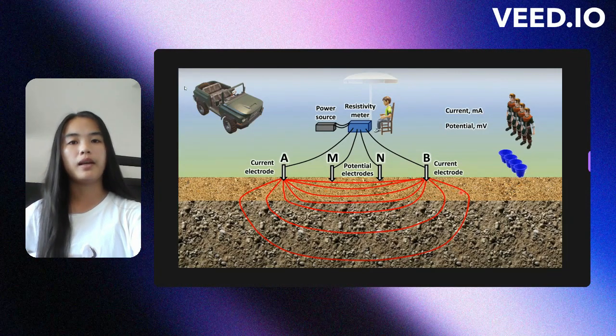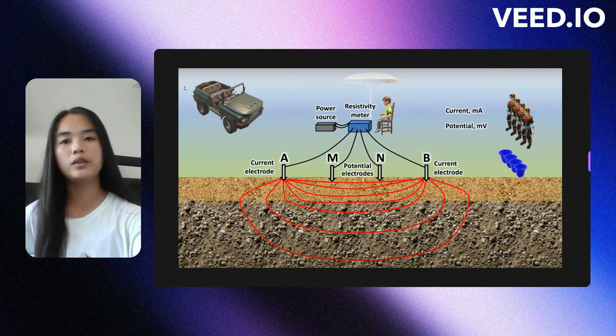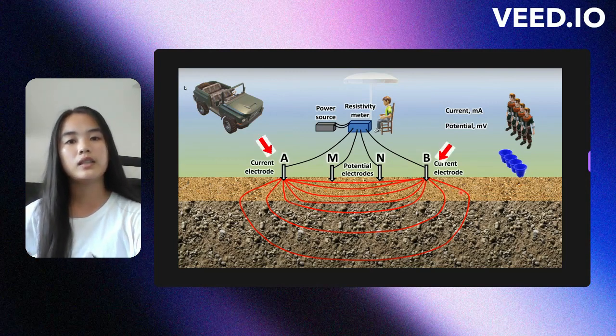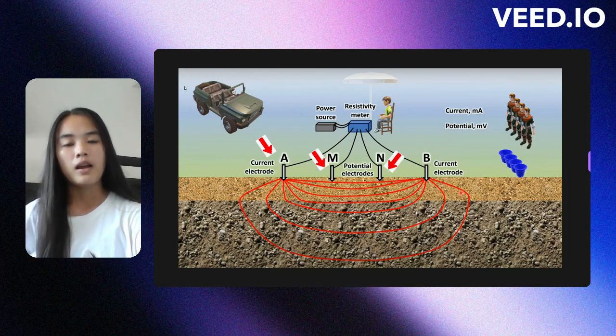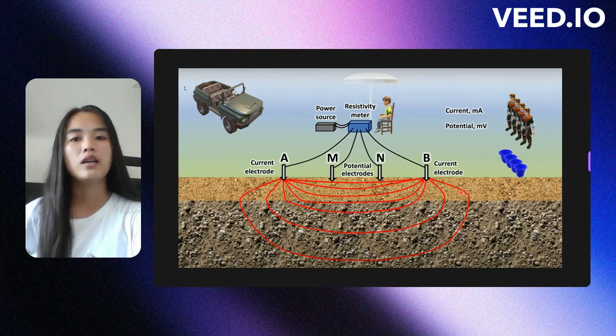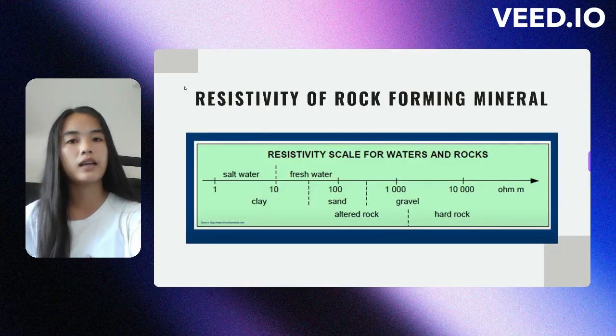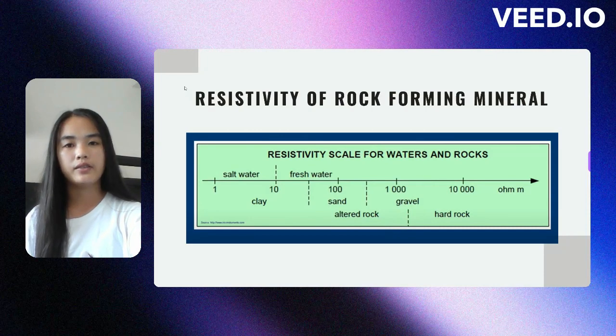In the resistivity method, an electric current is introduced into the ground by means of two current electrodes, and the potential difference between two potential electrodes is measured. After conducting the surveys, geologists analyze the data with the resistivity scale for waters and rocks.